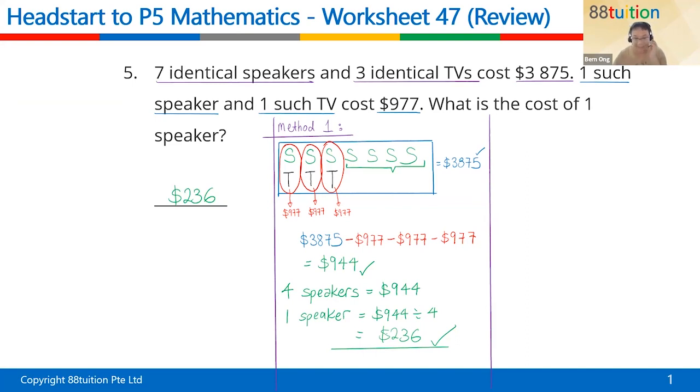But I did tell you before that sometimes, when you go into primary 5, the numbers might not be nice and easy. The numbers might not be beautiful. That's the reason why I suggested a method 2. And this method 2 is a bit more advanced. It's actually called elimination.